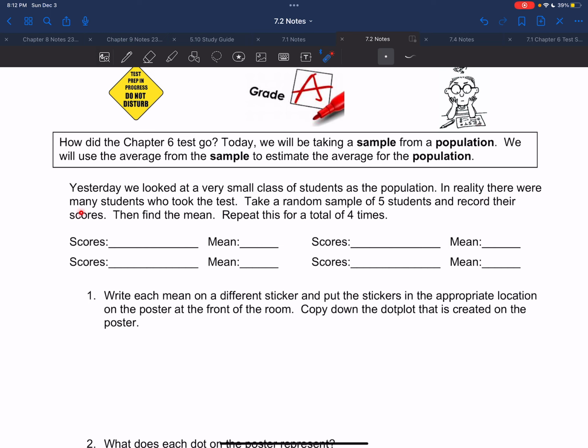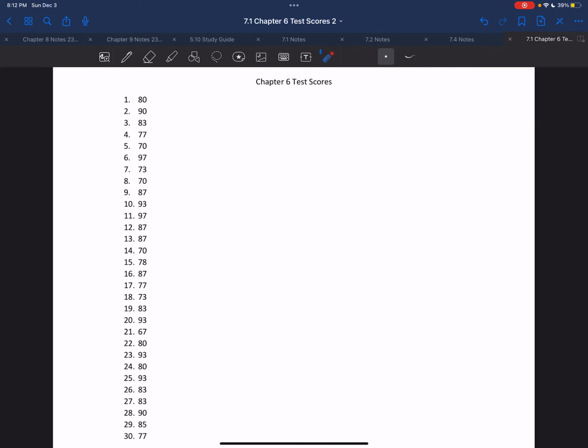In reality, there were many students who took the test. So take a random sample of 5 students and record their scores, then find the mean. Repeat this for a total of 4 times. So I've gone ahead and I've created a kind of like a mock class. So we've got a class of 30 students numbered 1 to 30, and then we've got their test scores. So 80, 90, 83, all the way down to the last one made a 77. So these are all the test scores in a class of 30, right?